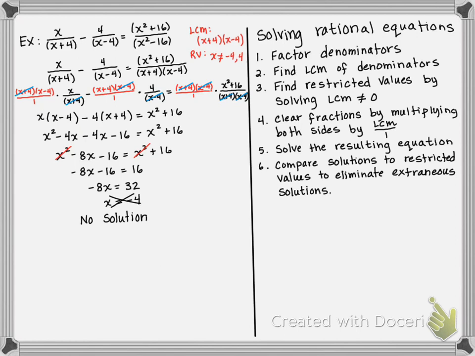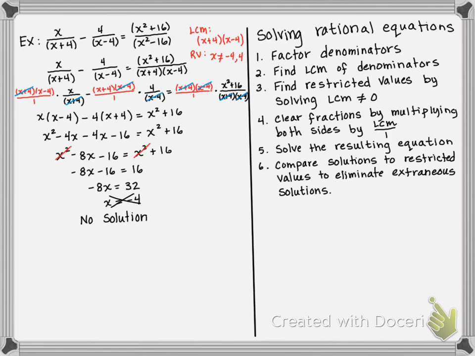How do you get the restricted values? Is it just what's in the denominator? We set the LCM not equal to 0 and solve. So in this case, we did x plus 4 times x minus 4 is not equal to 0. And we solve that exactly the same as we would if it was an equation. So that means x plus 4 cannot be 0 and x minus 4 cannot be 0, and then solve for x. Usually these are simple enough that you can see it just by looking at the LCM. It's like the opposite of that, 4 and negative 4.